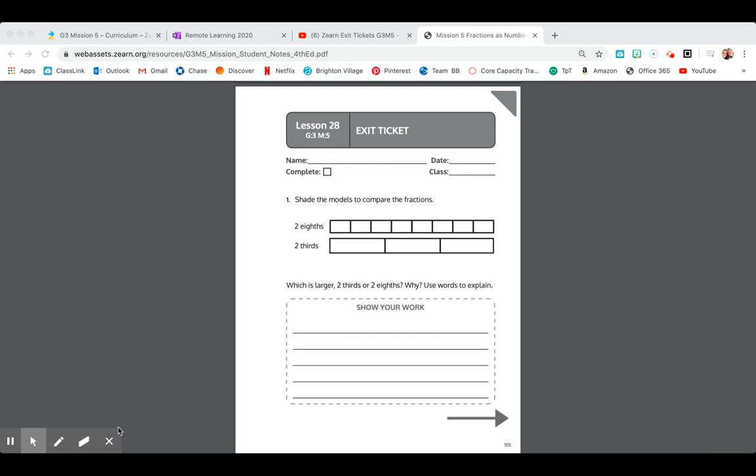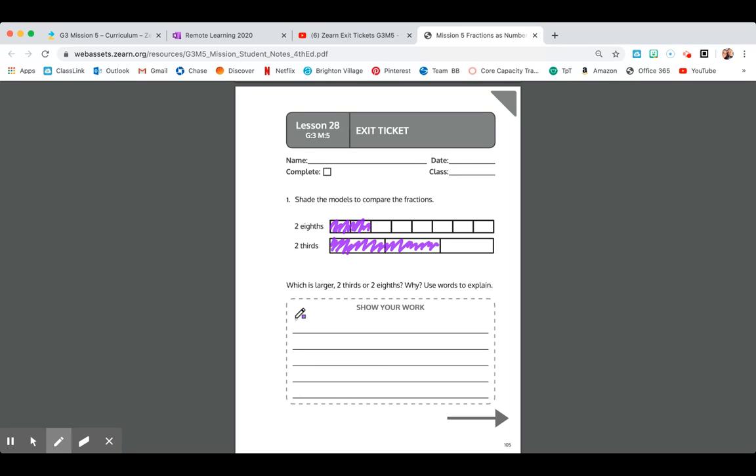Shade the models to compare the fractions. So I'm going to start by shading 2/8. Shade, shade, shade. And now I'm going to shade 2/3. Shade, shade, shade. It says, which is larger, 2/3 or 2/8? Why? Use words to explain.